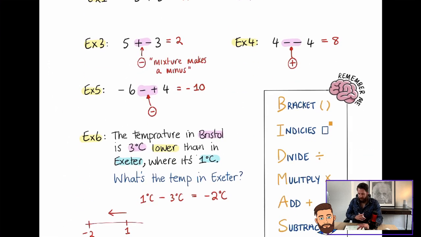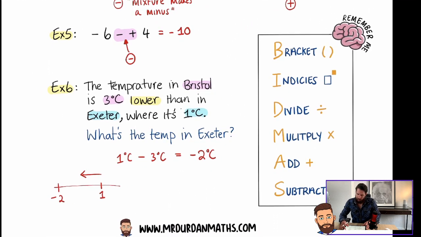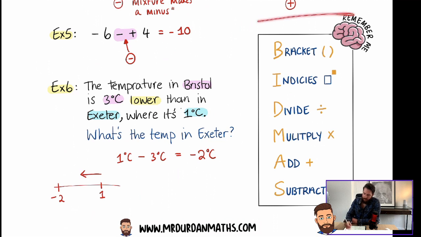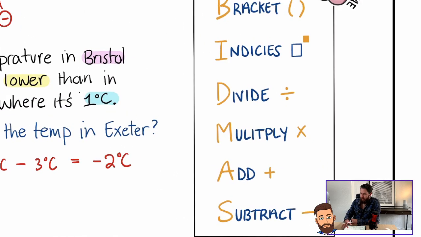The next element of negative numbers that will make you confident and successful with them is BIDMAS. Okay, and I've written it here for you. Again, another good thing you could put on a revision card. Brackets, indices, divide, multiply, add and subtract. What does that mean? Well, that means the order in which we do things. That is the order in which we do operations.